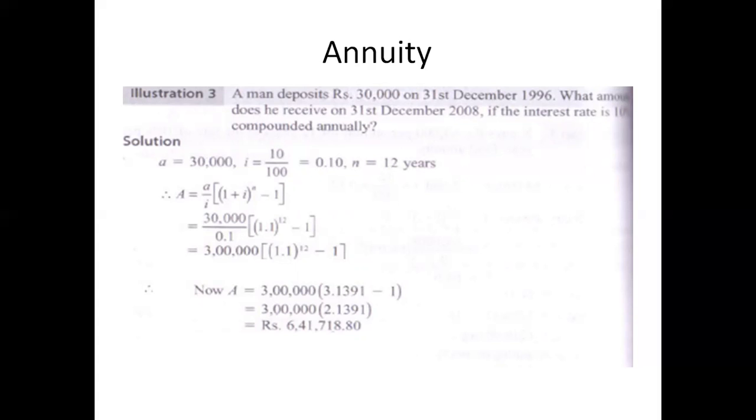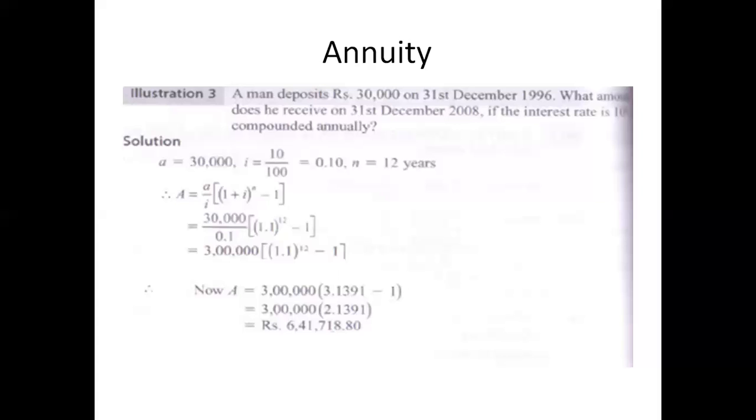If A is equal to 30,000, I is equal to 10 by 100 or 10%, and N is equal to 12 years. The formula is A by I into 1 plus I whole to the power of N minus 1. We just substitute as we did the previous day. That is 30,000 divided by 0.1 into 1.1 to the power of 12 minus 1, which equals 3 lakhs into 1.1 to the power of 12 minus 1.